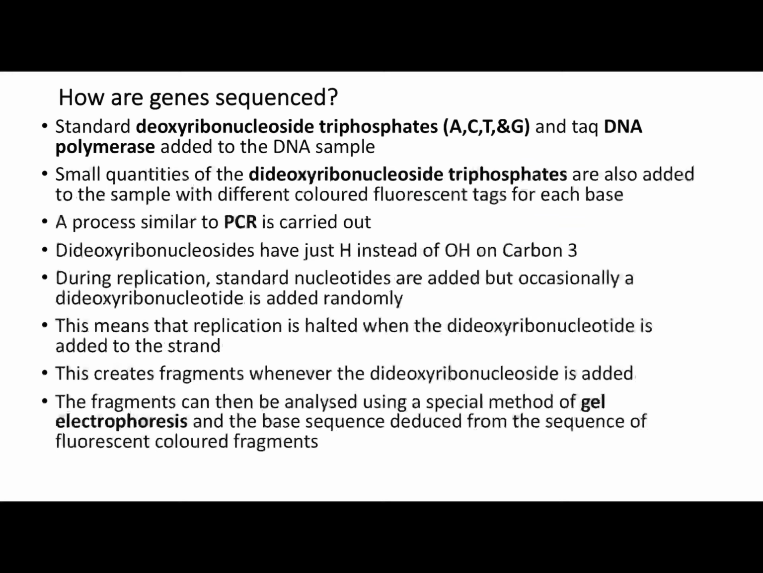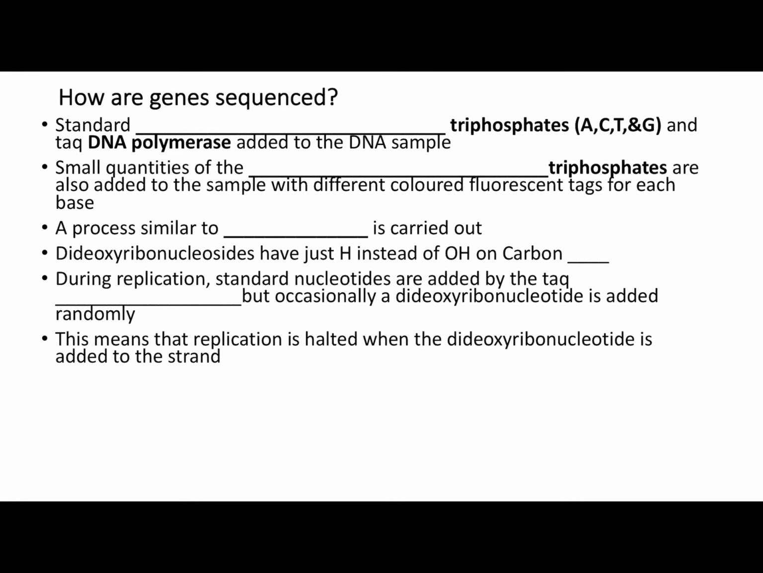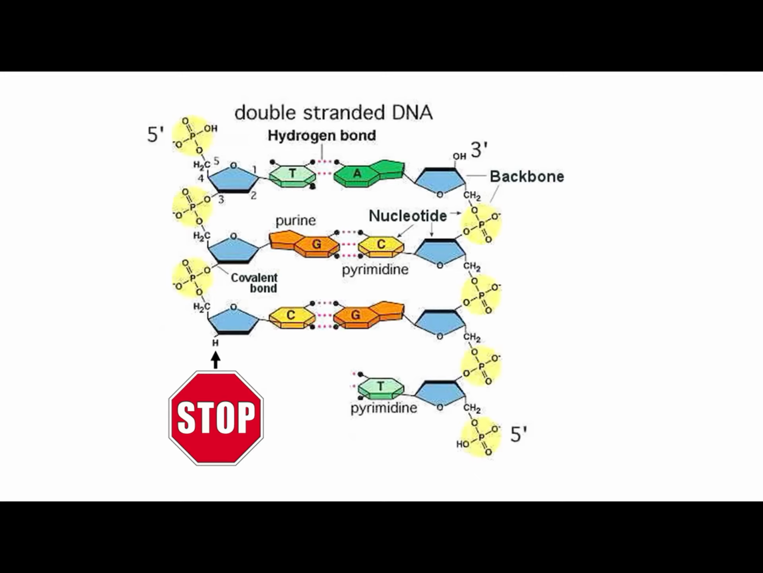They're sent through a special column form of gel electrophoresis, but it works in exactly the same way as normal gel electrophoresis. So the smaller fragments will travel first, the larger fragments will be slowed down, and you'll get this sequence of bands, each ending in a different coloured tag depending on which base it finished with. And from that, you can analyse the final sequence of your DNA. That's the notes that I want you to fill in. We just got to get through that.